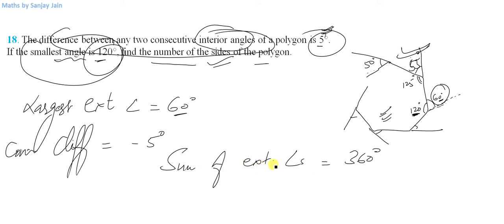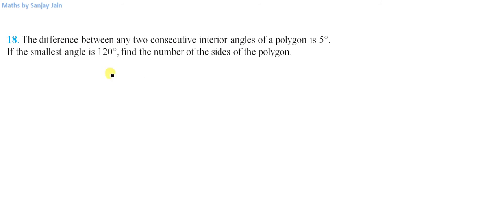Okay, so the sum of exterior angles I know is 360. I just need to find the number of those angles. So Sn is 360, and I need to find n. I hope you have got the question. Otherwise, you can think about this question from the interior angle perspective also, but I am doing it from the exterior angle perspective. So the largest angle that I have is 60 degrees.